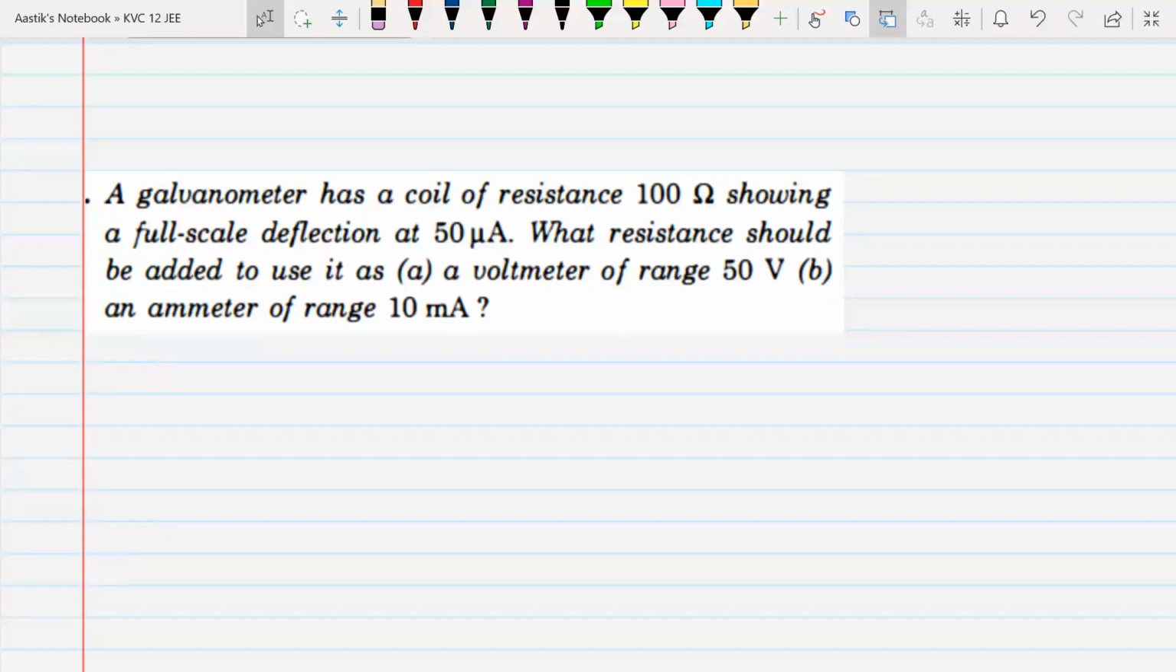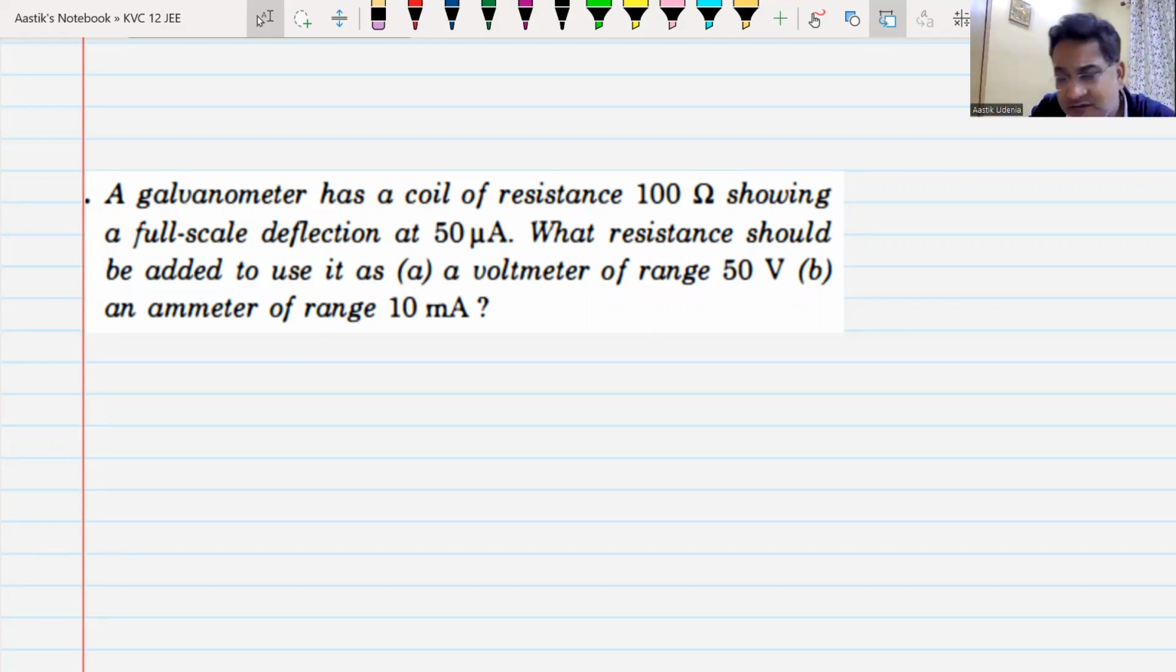Let's see if you can solve this question from your favorite book. A galvanometer has a coil of resistance 100 ohms showing a full scale deflection current of 50 microamperes. What resistance should be added to use it as a voltmeter of range 50 volts, and as an ammeter of range 10 milliamps? Your time starts now, my dear friends.